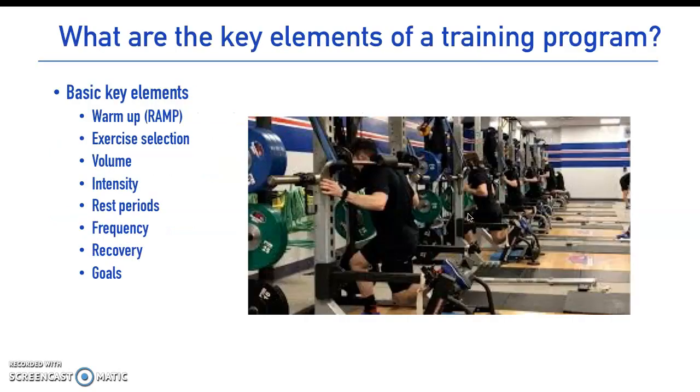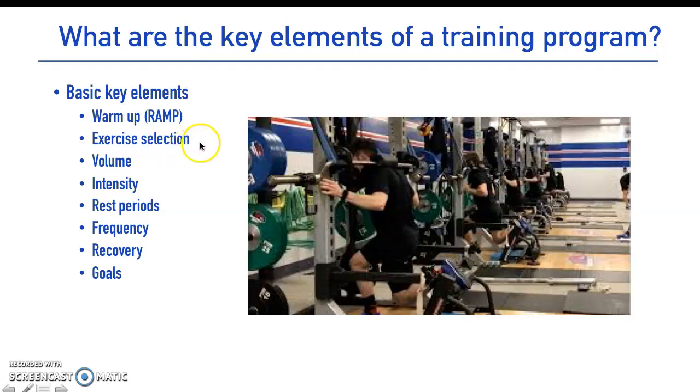So this week we're going to talk about what are the key elements of a training program. So basic key elements. We've got warm-up. Remember in the beginning of the year we spoke about the ramp protocol. What do we need to do in order to execute a warm-up? We need to raise our heart rate, we need to activate the muscles, we need to mobilize the muscles, and we need to potentiate. Remember, potentiate just means getting the muscles prepared for the exercises to come.